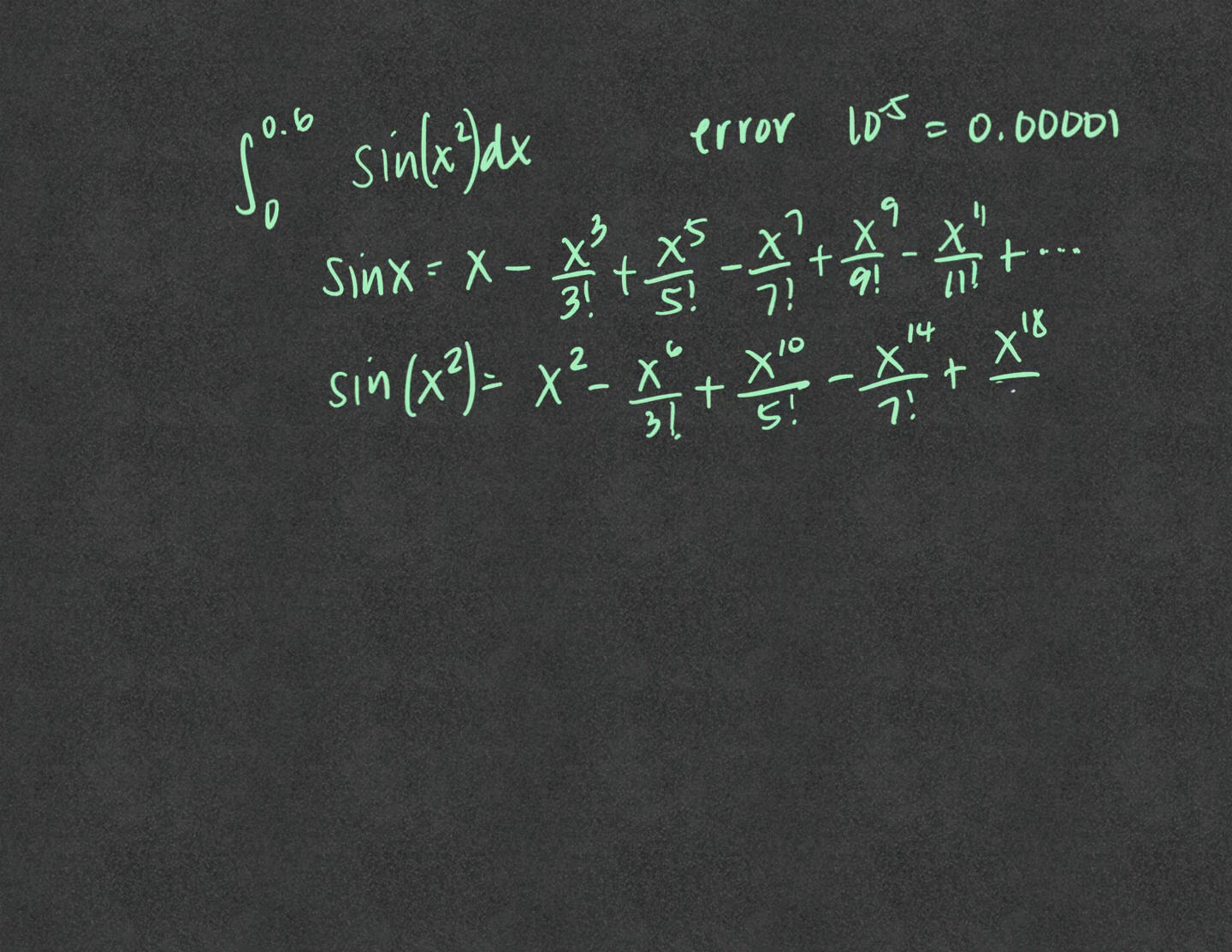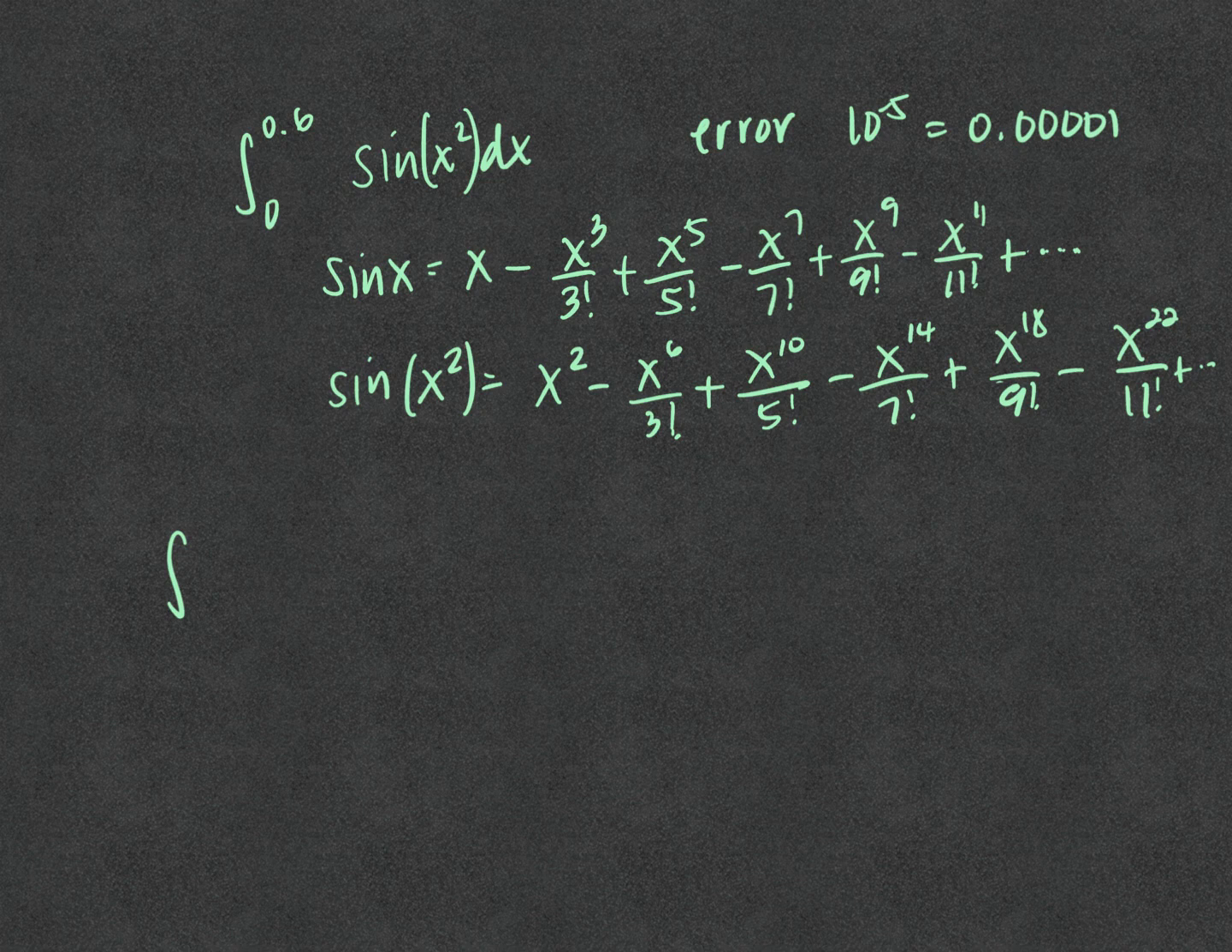Do you ever have those moments? Totally. And then minus x to the 22nd. I really don't think we need this one. X to the 22nd, 2 times 11 is 22, over 11 factorial, plus dot, dot, dot. So now we're going to integrate this.